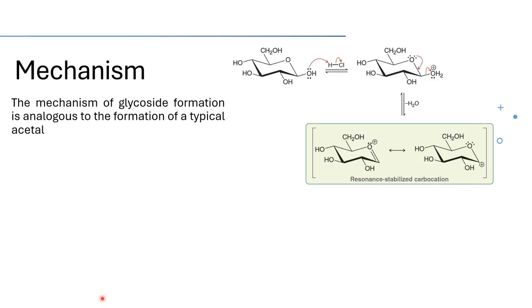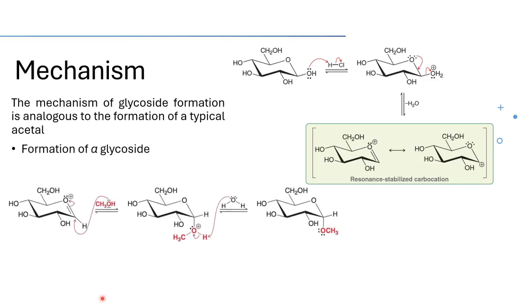Now let's consider what occurs for the formation of the alpha glycoside. Once we have the carbocation that's resonance stabilized, an alcohol can come and attack the carbon. The pi electrons are bumped up to the oxygen. We have an oxonium that is deprotonated by water, and then we have the alpha glycoside, where we have the groups on opposite sides of the ring.